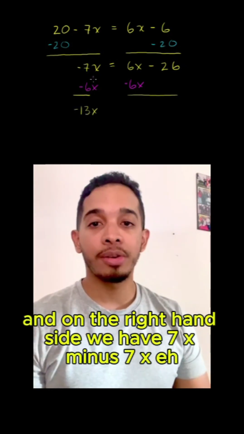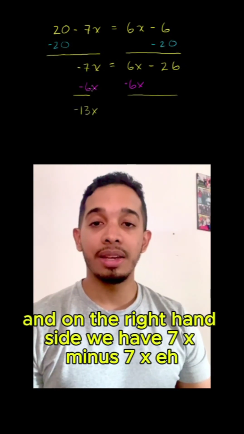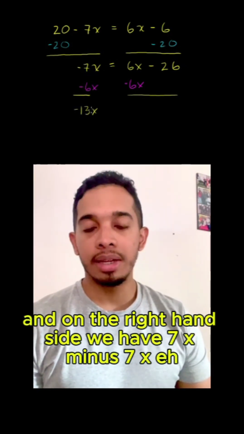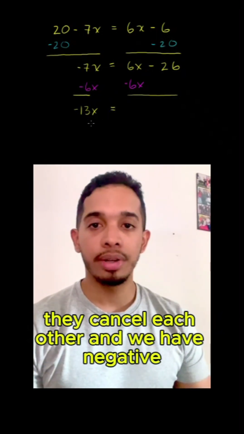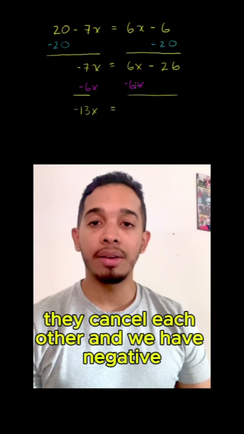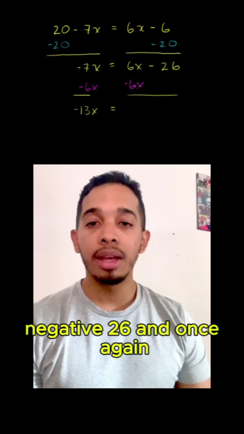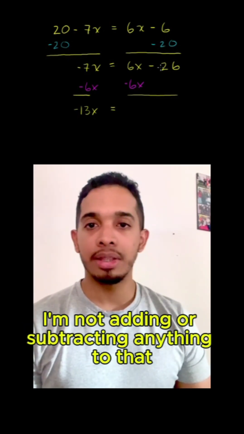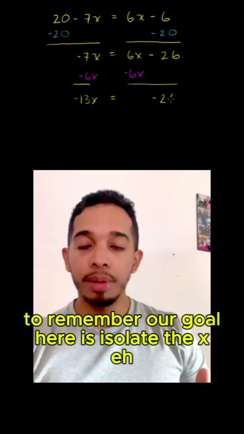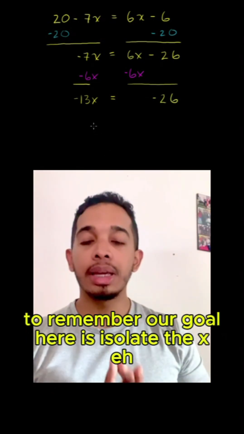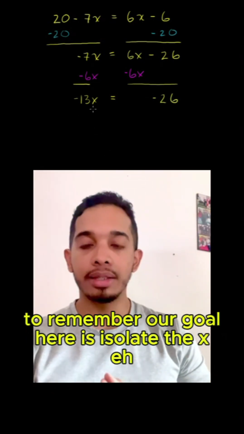And on the right hand side, we have 6x minus 6x. They cancel each other. And we have negative 26. And once again, I'm not adding or subtracting anything to that. To remember, our goal here is to isolate the x.